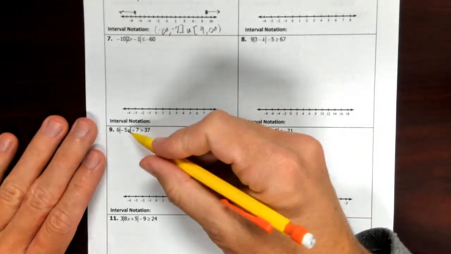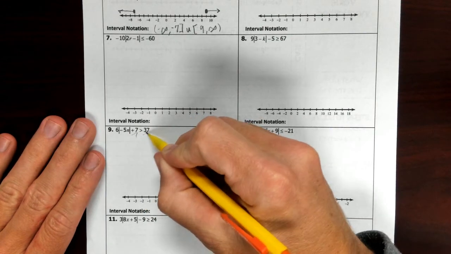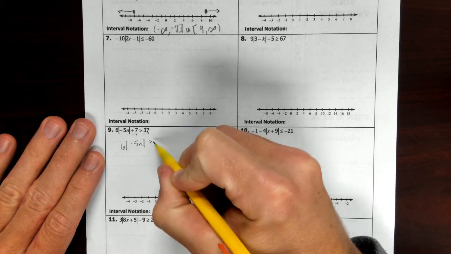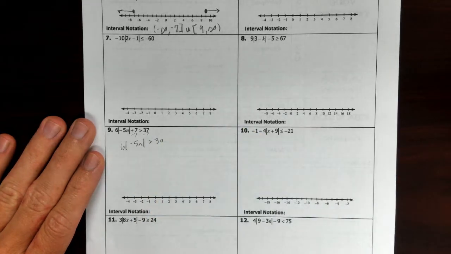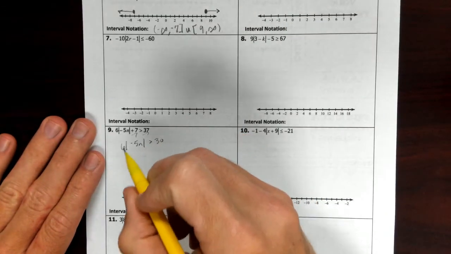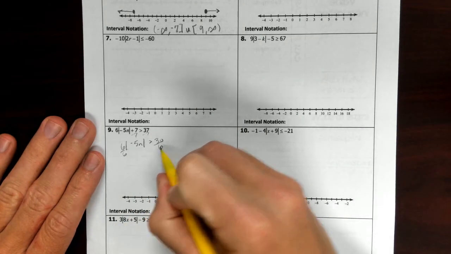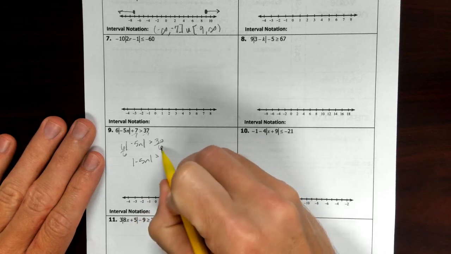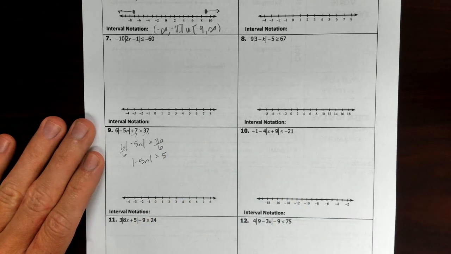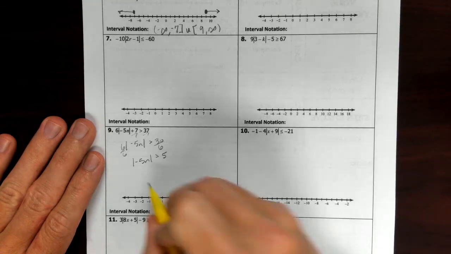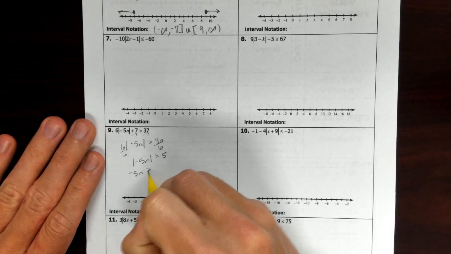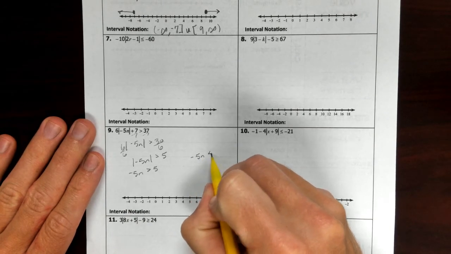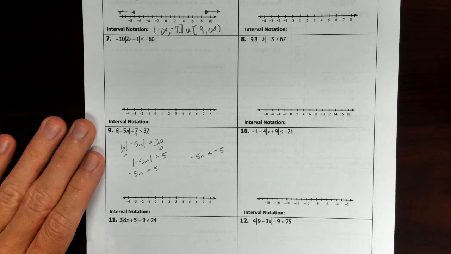Number 9, let's isolate the absolute value. So let's get rid of my 7. 6 times the absolute value of negative 5n is greater than 30. Again, we're still trying to isolate the absolute value, so divide by 6. Absolute value of negative 5n is greater than 5. Now we're ready to set up our two cases, right? So negative 5n is greater than 5. We also have our second case, negative 5n is less than negative 5.